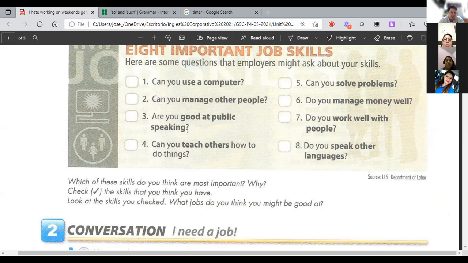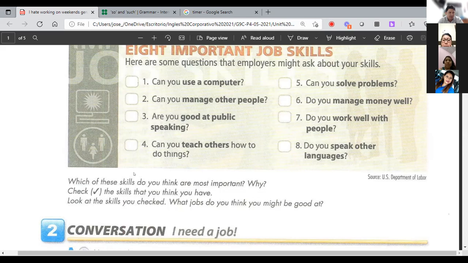O si tiene que armar presentaciones o reuniones, si tiene que presentar reportes o lo que sea, tiene que ser buena al public speaking. Quizás usted dice, número uno sería lidiar con la gente o administrar otras personas. Lidiar, gestionar. Y la número dos sería good at public speaking y la tres, use a computer, solo como ejemplo. O la tres sería solve problems para usted.